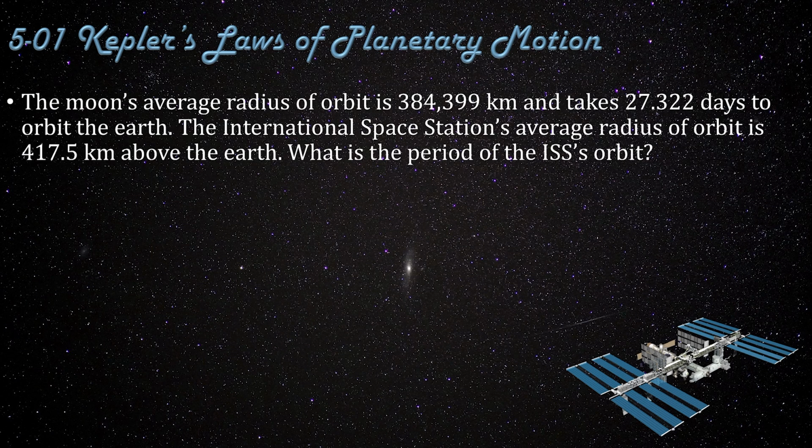Well, I think here we're going to use Kepler's third law. That's the one that's T squared over T squared equals r cubed over r cubed. So we would pick one of them. Let's say the top is the moon, and then the bottom could be the ISS. For the moon, my time is 27.322 days. And we're looking for the ISS.